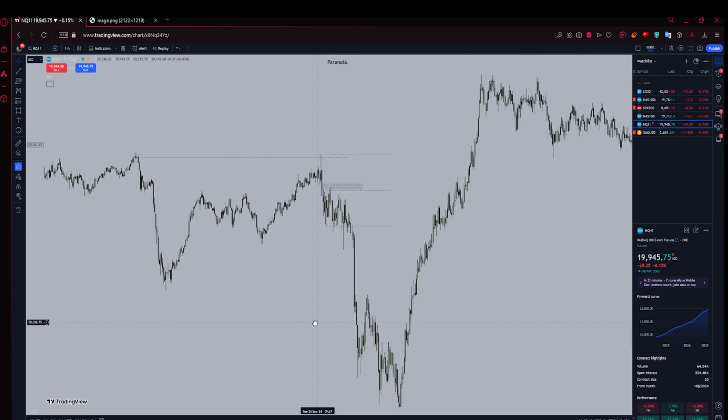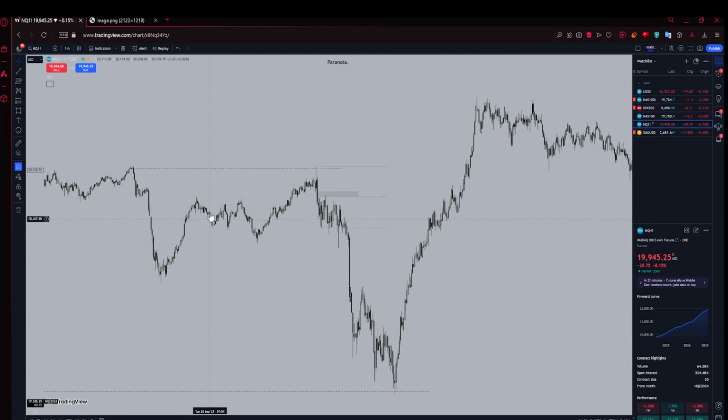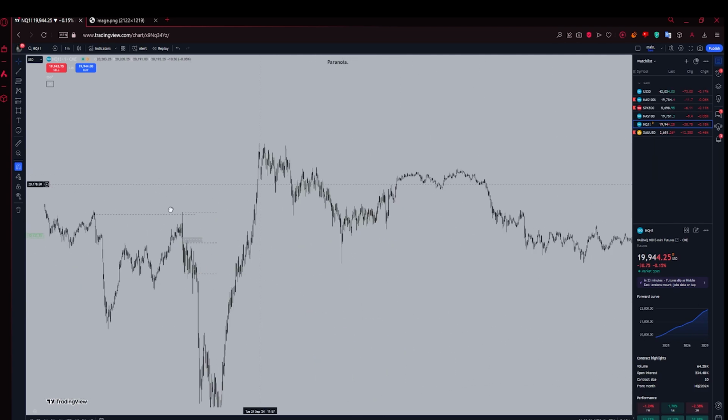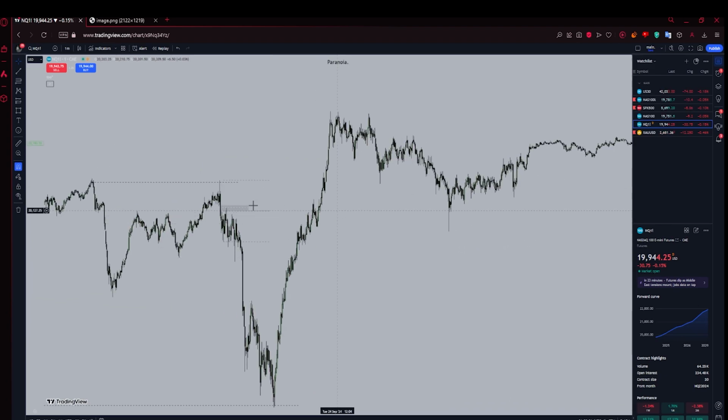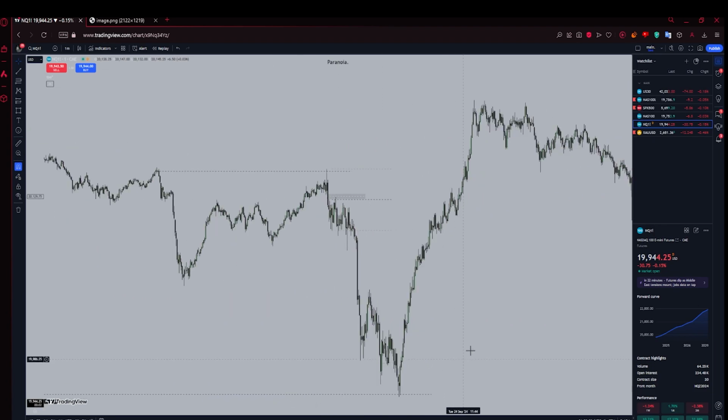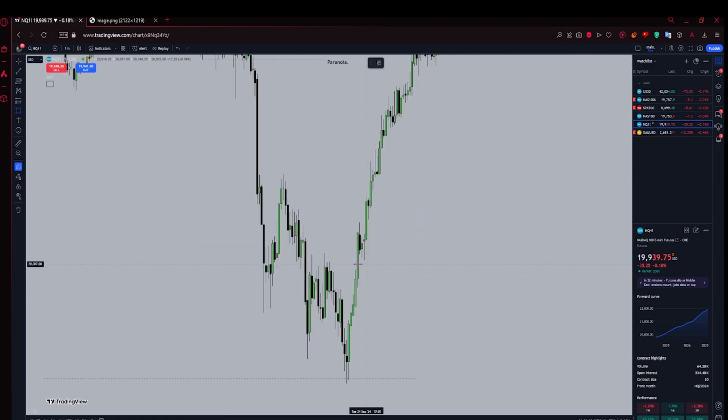Because remember, if you're new to ICT concepts, then you should learn about the power of three. If you're a little bit experienced, you understand that this whole move here is a manipulation to then distribute higher, as it does over here. So 9:30 starts this move lower, which we know is going to distribute later on. So this here is a manipulation. 9:30 manipulates lower to take this low, takes it, and then wants to distribute higher. Now here, we have a turtle soup of this low. We can see it swept.